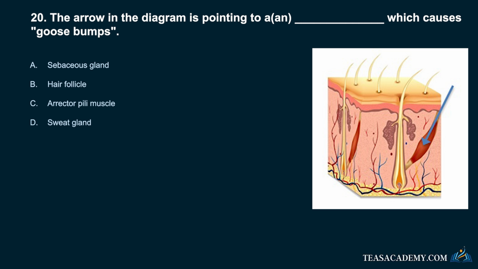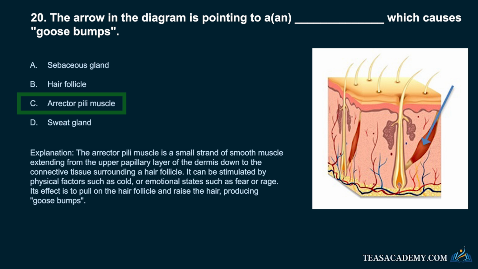20. The arrow in the diagram is pointing to a blank which causes goosebumps. A. Sebaceous gland, B. Hair follicle, C. Erector pili muscle, D. Sweat gland. Correct answer, C. Erector pili muscle.